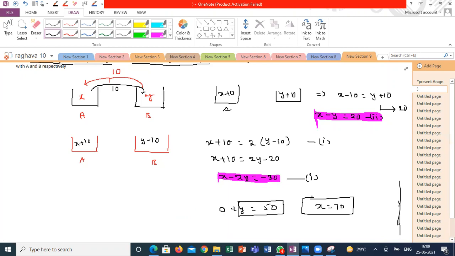Yeah, if you transfer 10 from y to x, you will get 80 and 40. Yes, 80 is 2 times 40. If you transfer 10 from x to y, both will be 60, 60. Then it is the right answer.